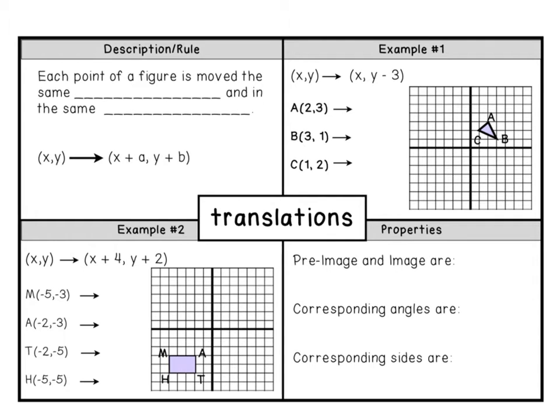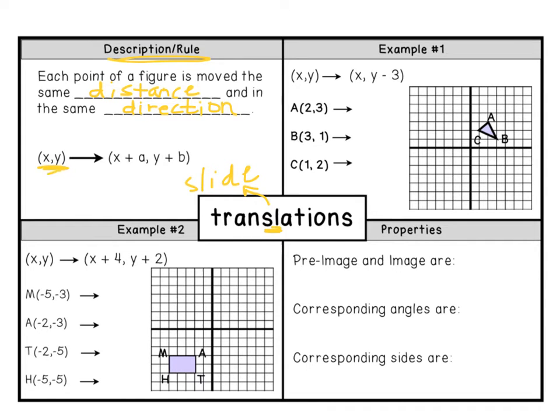Okay, translations. So a translation is a type of transformation where the figure slides, see the SL there? The figure slides left, right, or up or down. So looking at our description and rule, each point of the figure is moved the same distance. That's our first fill in. It's moved the same distance and in the same direction.